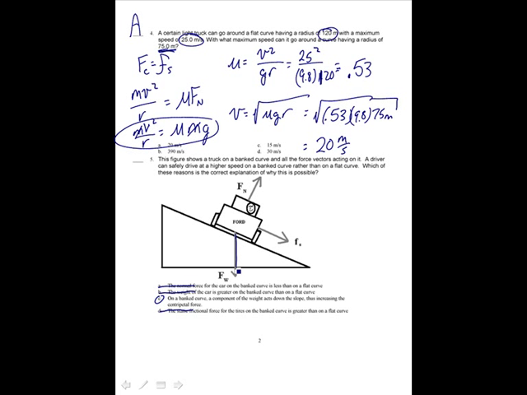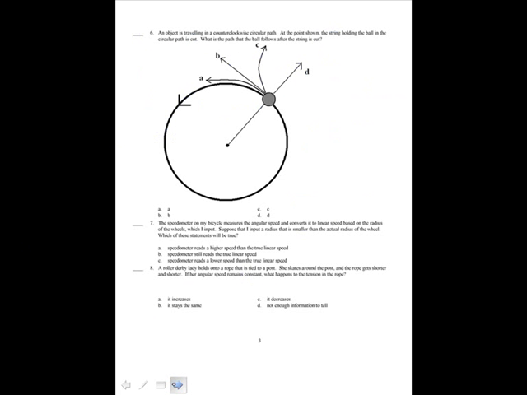So if we look at this force right here, it breaks into two components. One component goes in that direction, and one component goes in that direction. It is this component that adds to the centripetal force. So the centripetal force is equal to the static frictional force plus the x component of the weight. And that's why you can go faster around a banked curve.